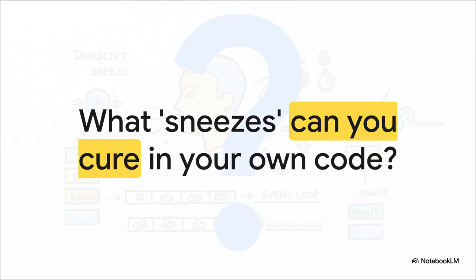So there you have it. We went from a frustrating blocking sneeze all the way to a smooth, responsive app, just by understanding what's going on in the engine room. The event loop, the different queues, and these amazing modern tools like async/await. They give you the power to control the flow of your application. So the real question I have for you is, with this new mental model, what sneezes are you going to go out and cure in your own projects?